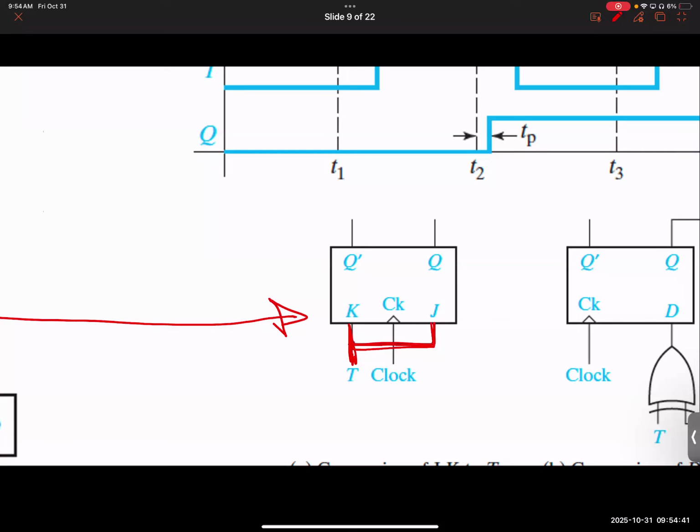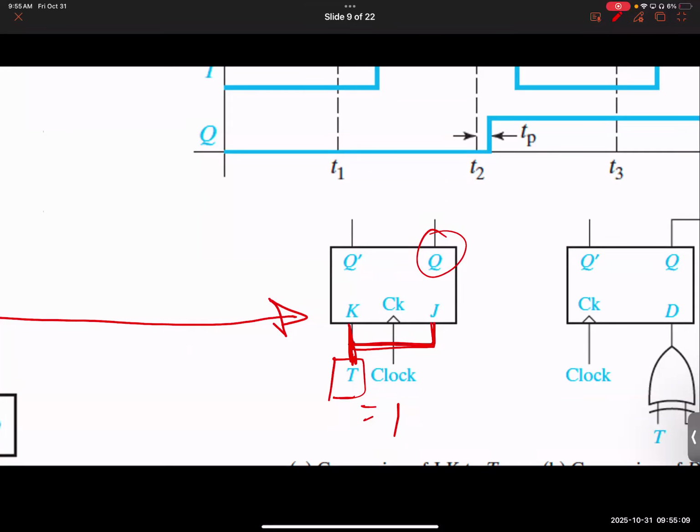You make J and K connected as one common input and provide that input as a toggle signal. Folks, still with me? When the toggle is 1, this is essentially a JK flip-flop, and it will keep toggling the output on the clock edge. At every edge of the clock, it will toggle the output. So it will be like a clock again.